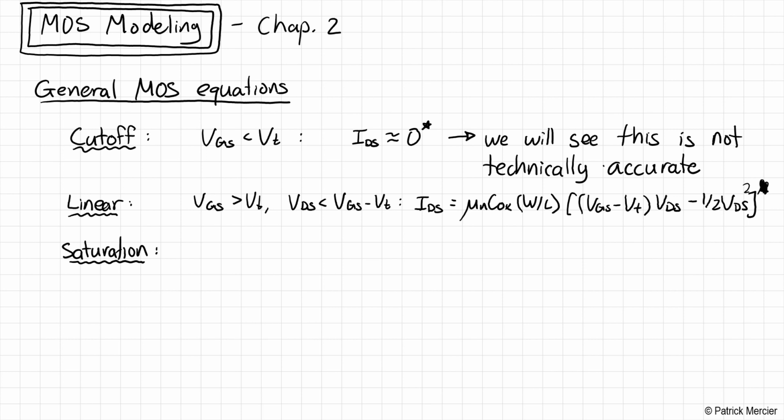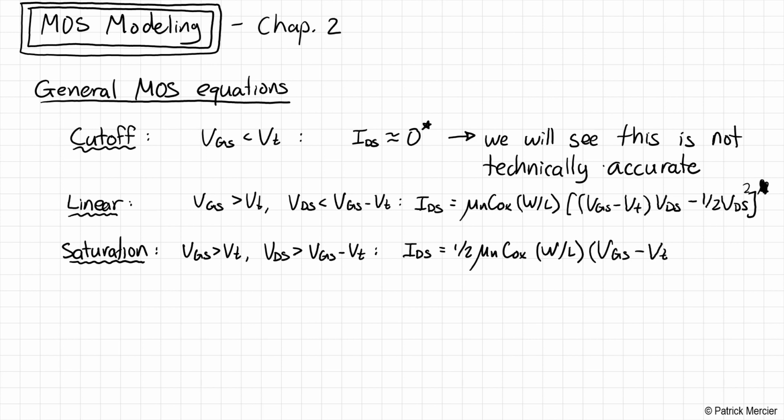Then the final and most important regime, at least for the purposes of analog circuits, is the saturation regime. This is when VGS is larger than VT, so we've inverted the channel, and VDS is larger than VGS minus VT. In this region of operation, the drain to source current is equal to 1/2 mu n C ox times W over L times (VGS minus VT) squared. So we are not using the Kn, Kp formulas. We're going to be a little bit more precise vis-a-vis the device physics.